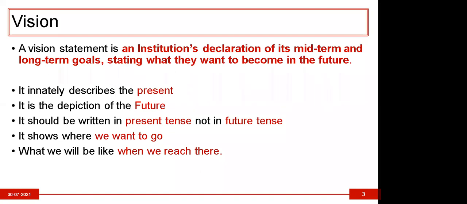While writing the statement, we should see that it is written in the present tense. Sometimes, knowingly or unknowingly, you may use the future tense. Normally we are advised not to use the future tense, but preferably to use the present tense while stating the vision statement. The idea of the vision statement is where you want to be after ten years, where you want to see the institution after ten years. Like this, we are going to define the vision statement.